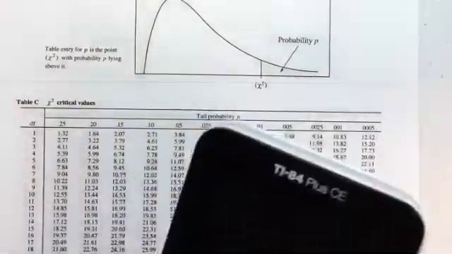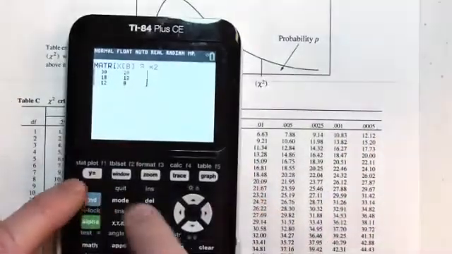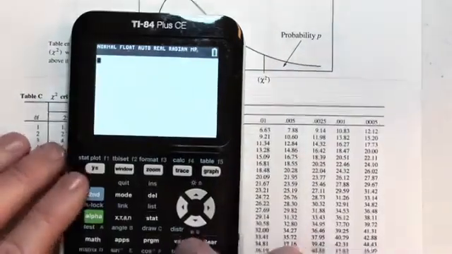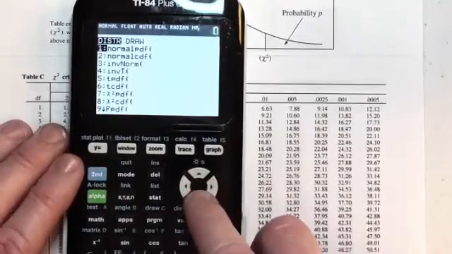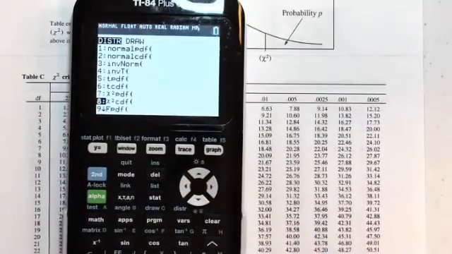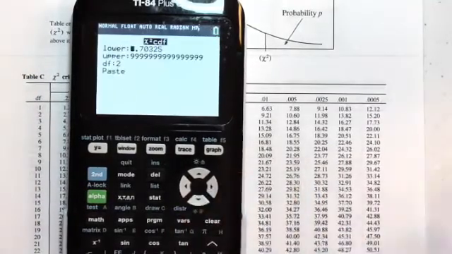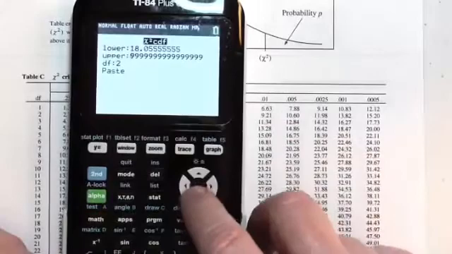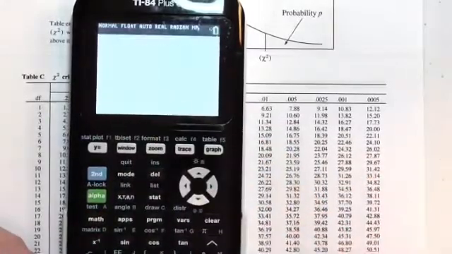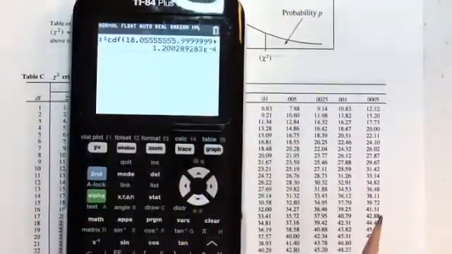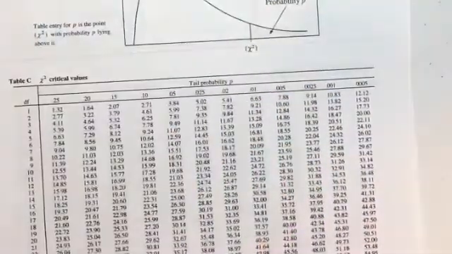Or, as we talked about in the last section, the way you can find a p-value given a chi-squared value is to do chi-squared CDF. You would go to second distribution, and then chi-squared CDF. With chi-squared, it's always greater than, because chi-squared is always a positive number because it's squared. So you would go from 18.055555 to infinity, and then degrees of freedom 2. And there's our p-value right there. So that's how you find a p-value given a chi-squared: just go from that number to infinity and put in your degrees of freedom. So there you go.